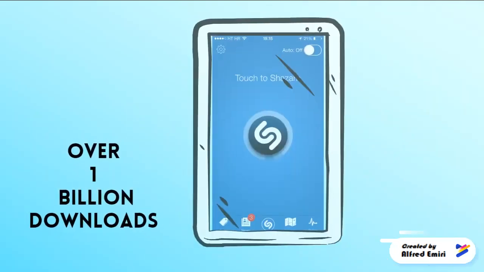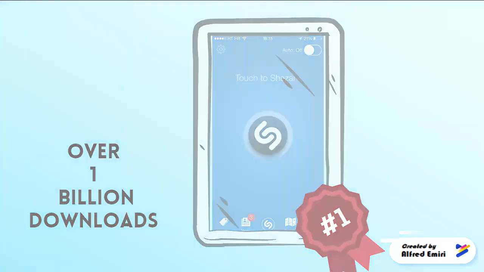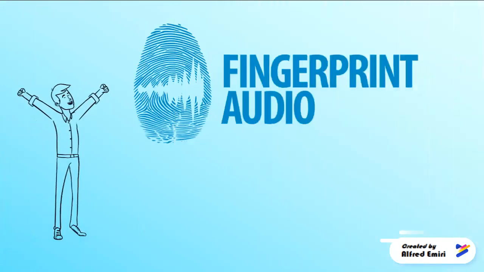Shazam is one of the best applications produced. It is used by more than 1 billion people all over the world. We use Shazam in everyday life to find our favorite song. But have you ever wondered how Shazam works? The quick answer is audio fingerprinting, which leads to another question.